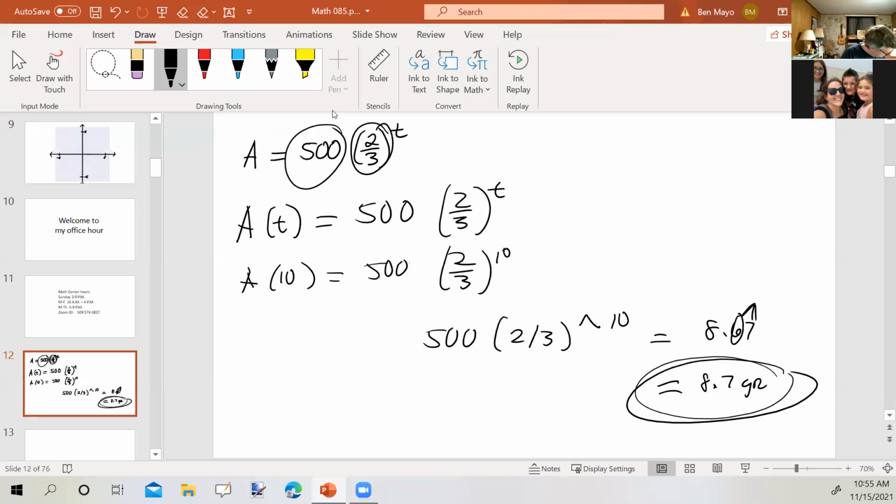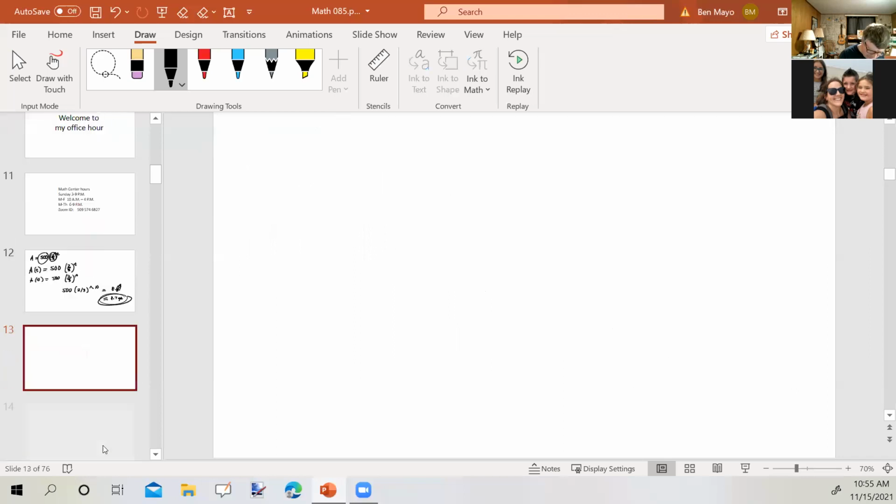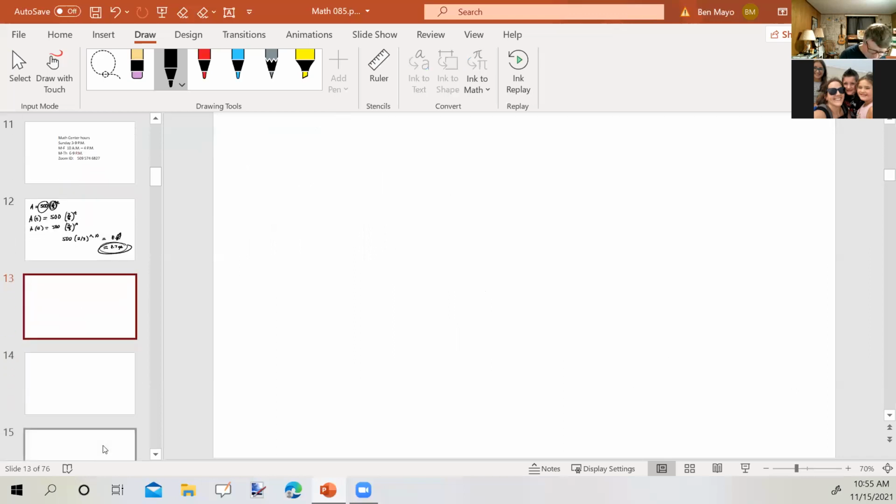Okay, how about this example? P equals 3,745 times 0.93 to the t power. T stands for time in years, and P stands for population. So at the beginning of time, what's the population of this particular example?